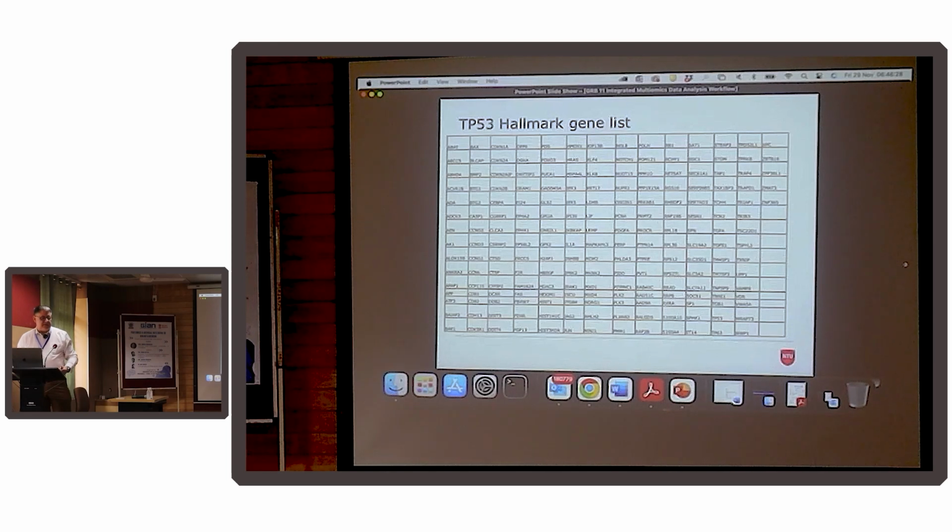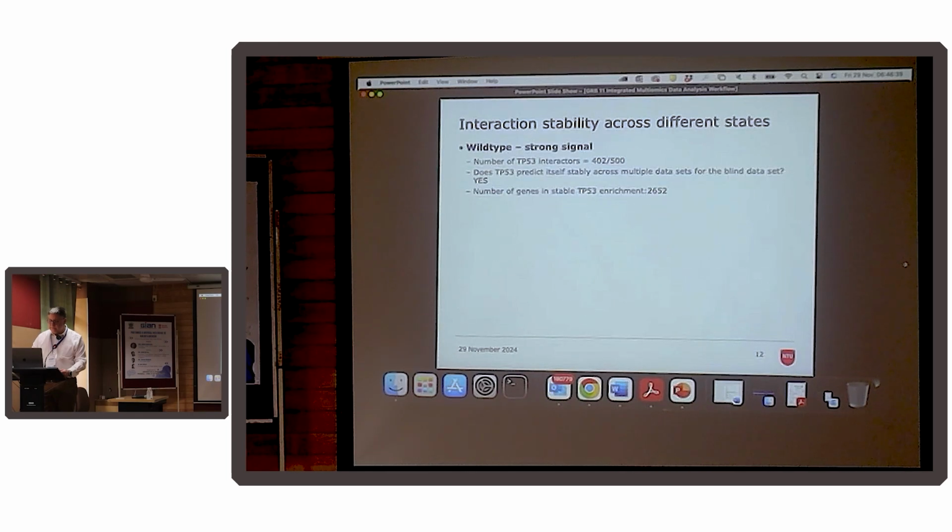So this is the gene list. Here, instead of using the KEGG data set, we use the hallmark. There's a few more genes in the hallmark list. So what did we see? Well, in the wild type, there was a strong signal coming from P53. We saw 402 out of 500 things interact.